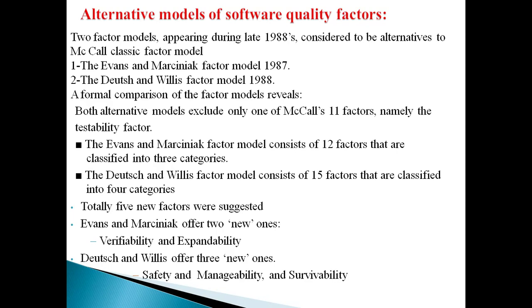Evans and Marciniak offer two new ones, verifiability and expandability, and Deutsch and Willis offer three new ones: safety, manageability and survivability. So formal comparisons of the factor models have already been made. McCall's 11 factors, Evans and Marciniak 12, Deutsch and Willis 15 factors.